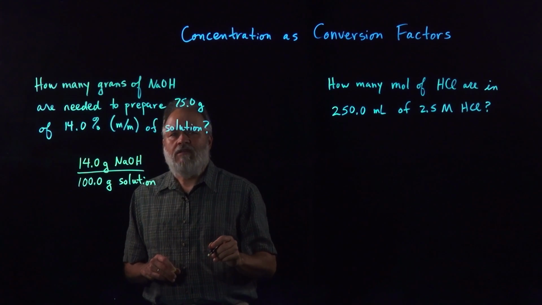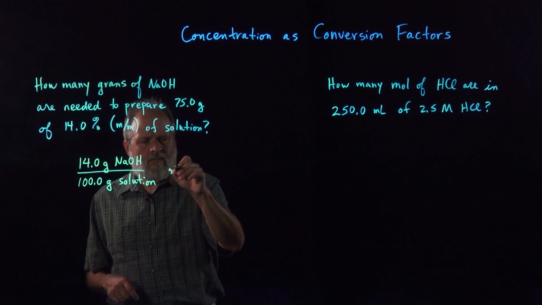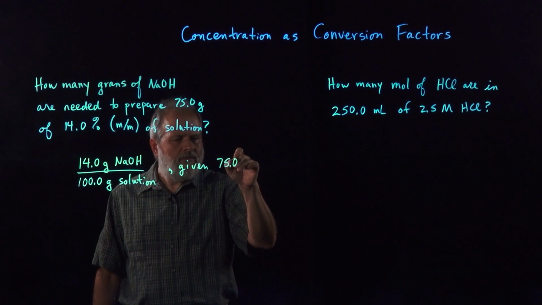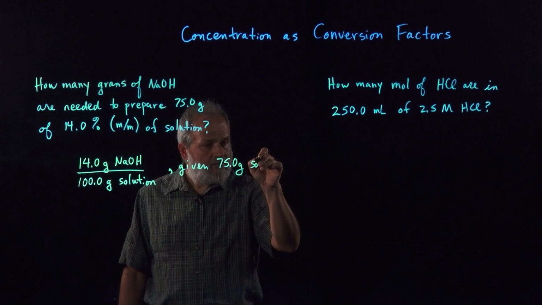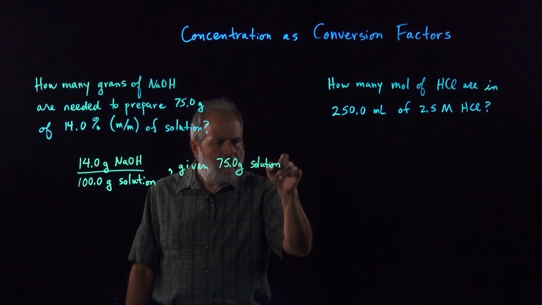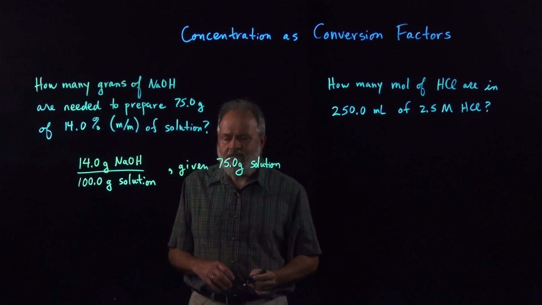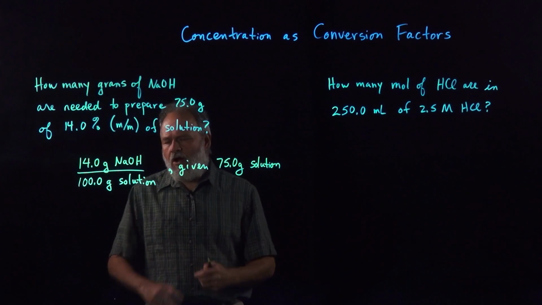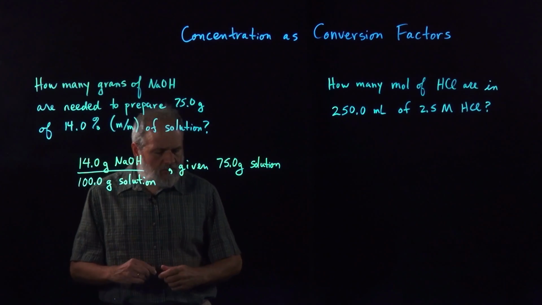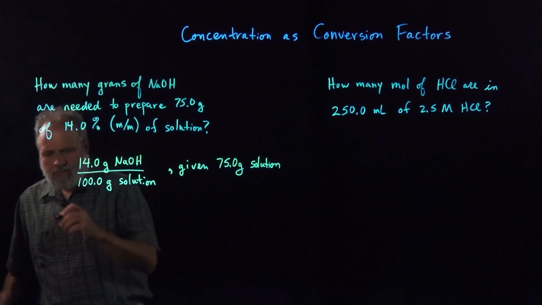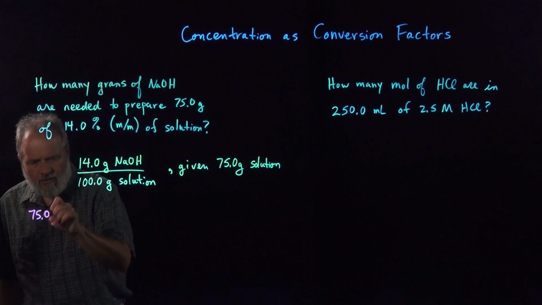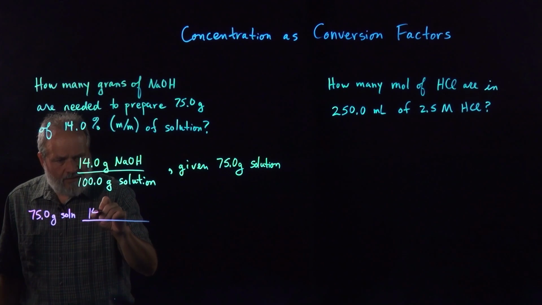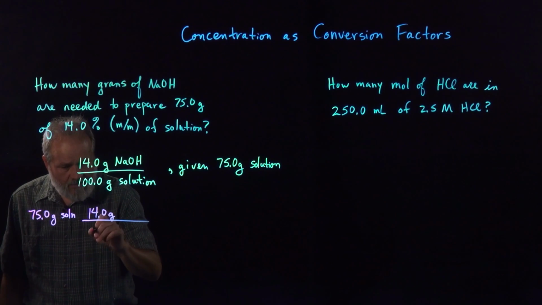And of course, we're given 75 grams of solution. It's rather obvious to see, just by coincidence, we have grams solution here and we have grams solution here. So all we have to do is multiply the two together. Okay, so 75.0 grams of solution multiplied by the conversion factor this way.